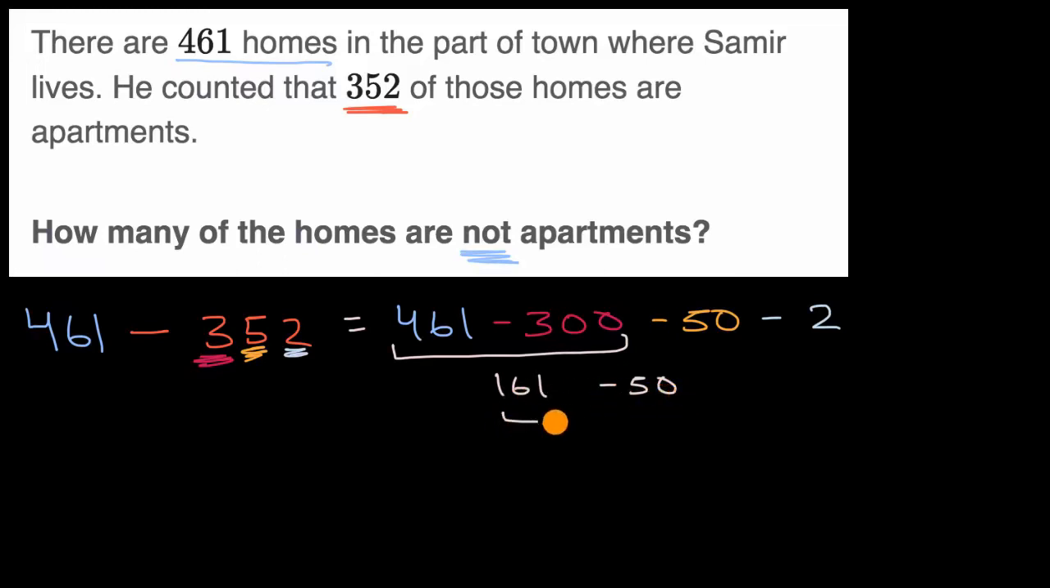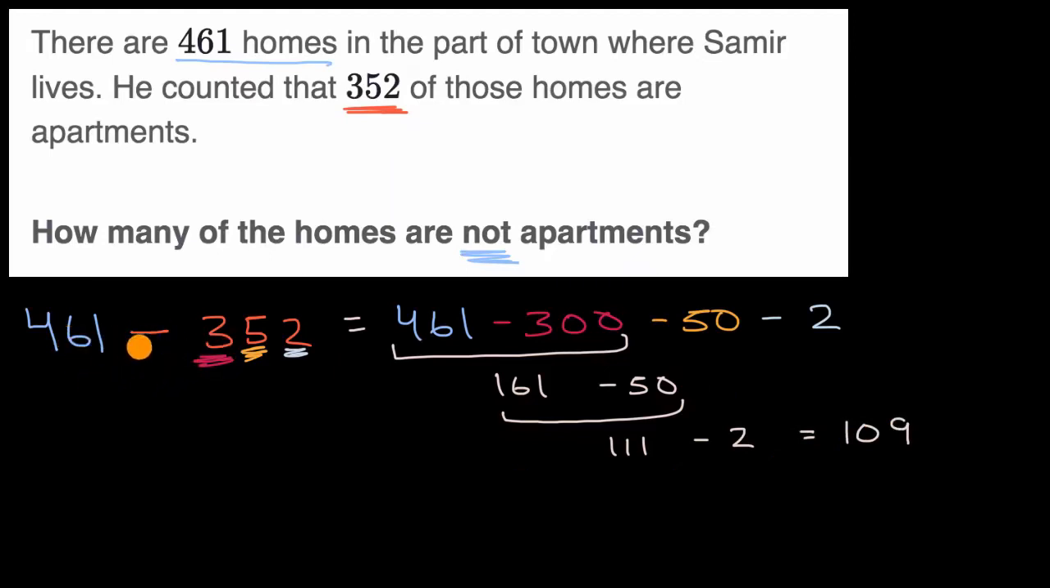Or another way of thinking about it is, if you take these 5 tens away from these 6 tens, you'll be left with 110. So that would be 110, and 1. So you have 111. And then you want to subtract that 2, last but not least. And 11 minus 2 would be 9. So 111 minus 2 would be equal to 109.